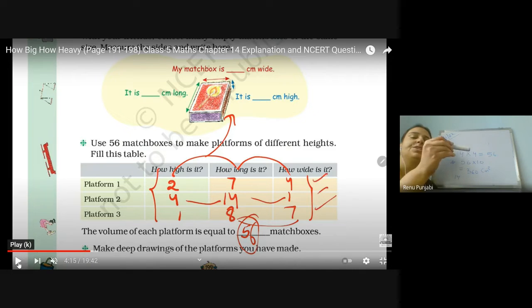That is not measuring in the form of a centimeter or meter. Suppose you are arranging a total of 56 match boxes, 2 match boxes in the height, 7 match boxes in the length, and 4 match boxes in the height. So when you multiply, it will give you a total of 56 match boxes. It is in the form of match boxes, not in the form of a meter or centimeter.